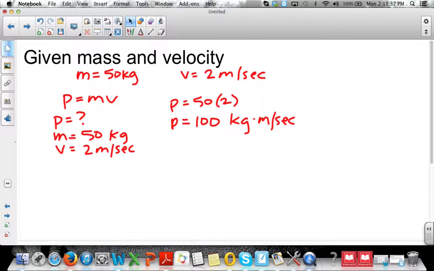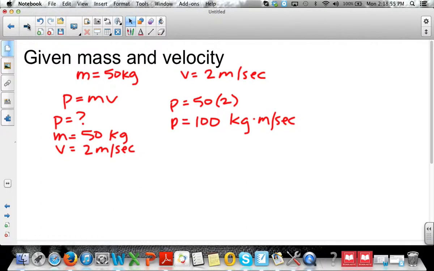Ordinarily I'm not going to just give you mass is 50 kilograms and velocity is 2 meters per second, but you can identify them in your problem based on the units especially. If there's a number with kilograms, it's going to be mass. If there's a number with meters per second, it's going to be velocity.